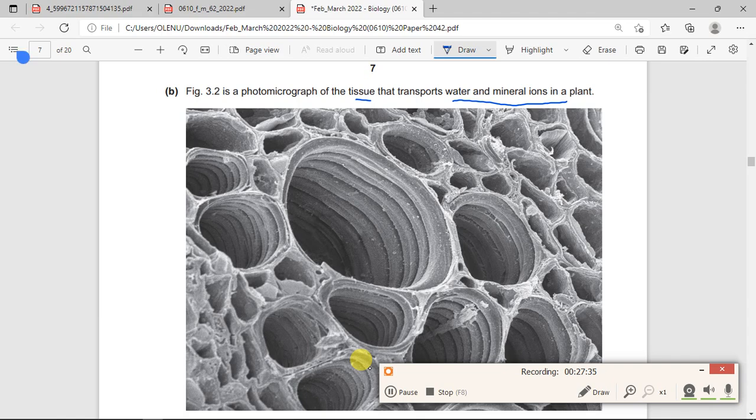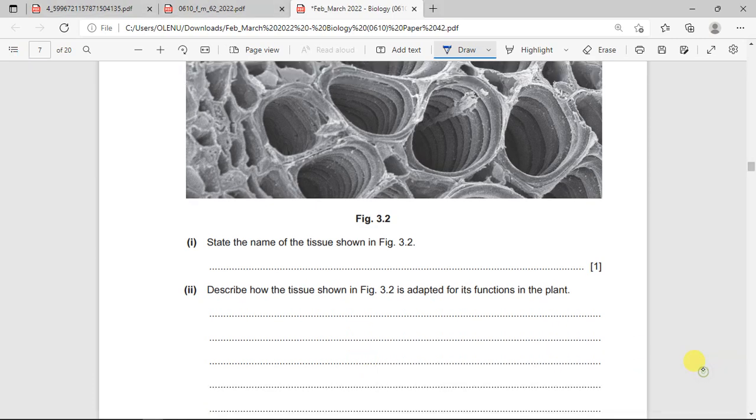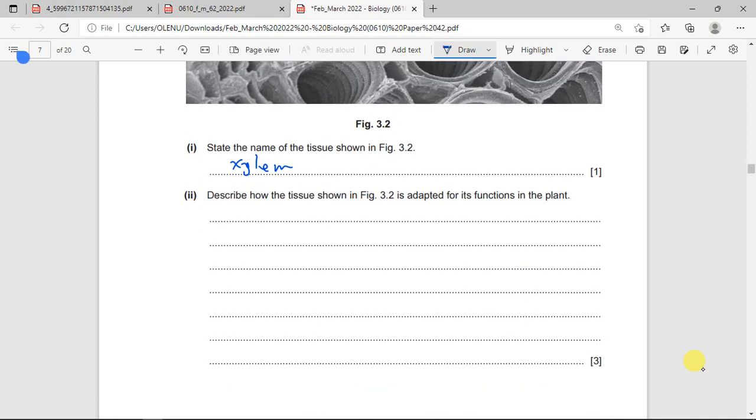The next question: Figure 3.2 is a photomicrograph of a tissue that transports water and mineral ions, and that tissue, you should know, is the xylem tissue. So let's see what the question is. State the name of the tissue. Xylem. That's it.